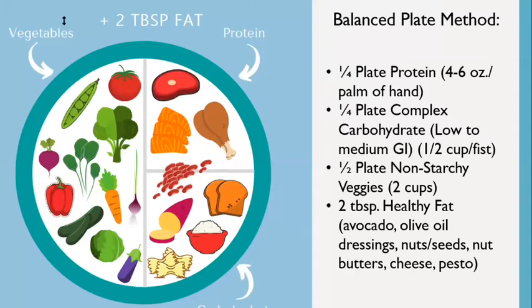So this is what your plate should look like, and you can build it whatever which way you want. And I made sure to add 2 tablespoons of fat there at the top. Fat is really important, like we said, in normalizing that blood sugar, and it's something that doesn't raise your blood sugar. So if you're watching your blood sugar, this is definitely an important thing to include. So some healthy fats like avocados, olive oil, that would be like your salad dressings, nuts and seeds, nut butters like peanut butter, cheese, pesto is one that I love. So that's the balanced plate method.